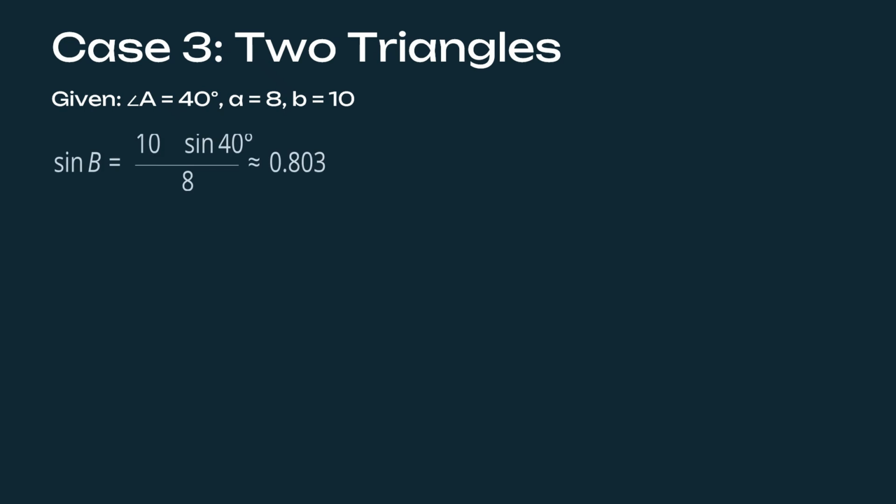Using the law of sines, we calculate sine of B is equal to 10 times sine of 40 degrees divided by 8, which is approximately 0.8003. That gives us two possible values for angle B, about 53 degrees or its supplement, 127 degrees. And here's the key. Both of these angles lead to valid triangles.